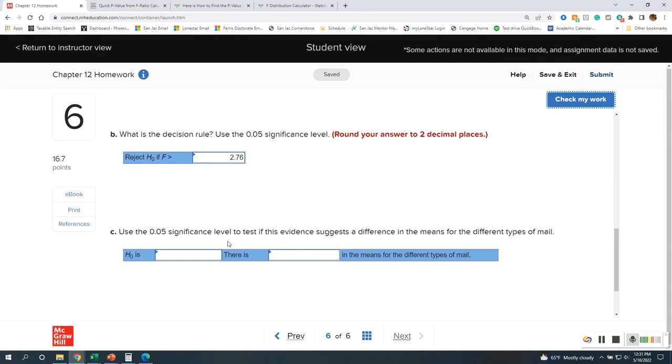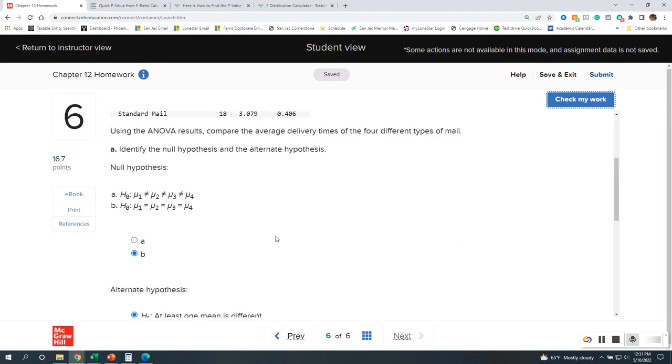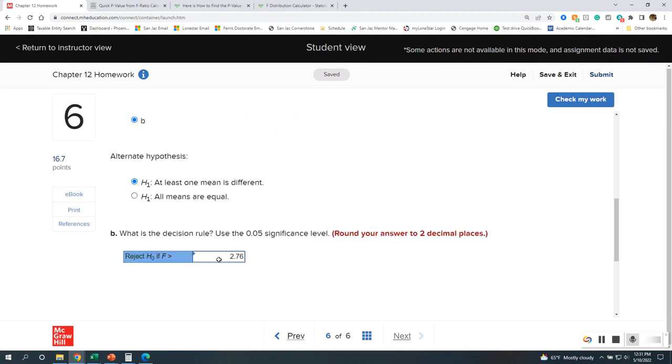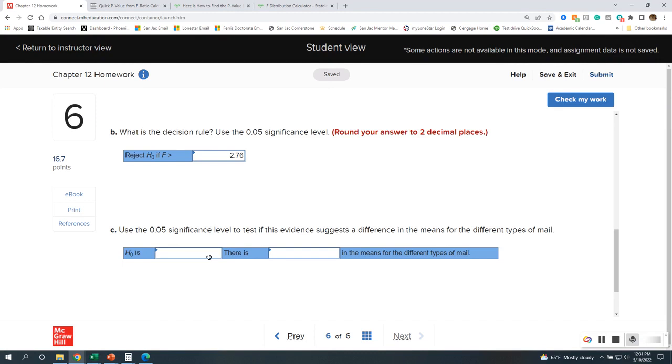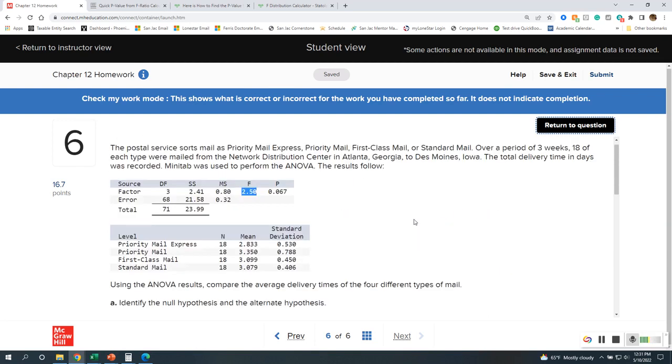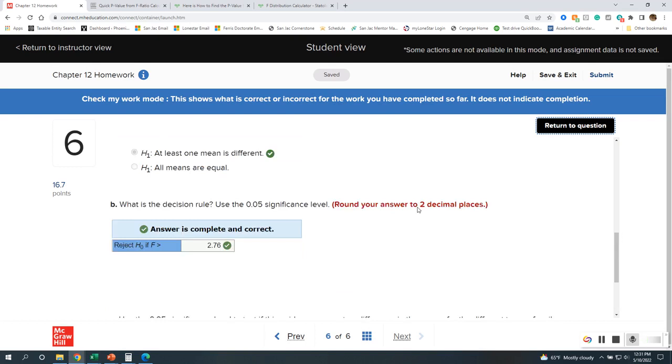Alright. Using the 0.05 significant level to test if evidence suggests the means are different. Wow, this seems so much better than before. So we're at 2.50. It was 2.76. It is in fact less than. So we do not reject. And there is no difference. And that is it. So that's number 6.